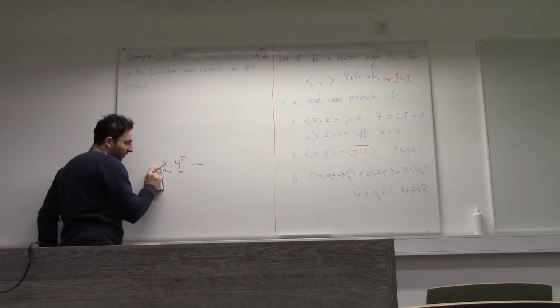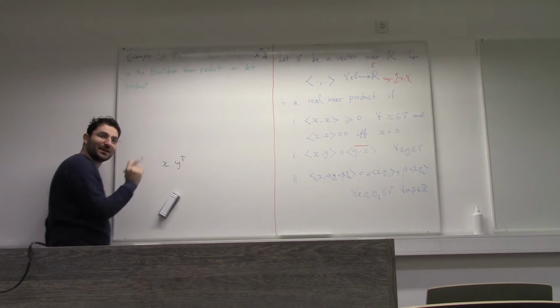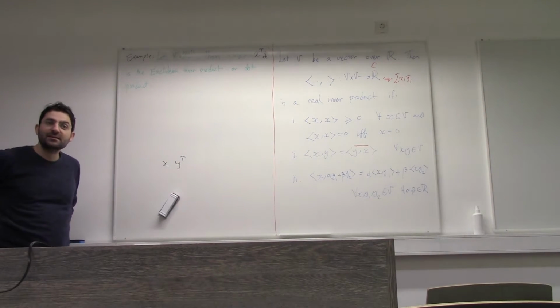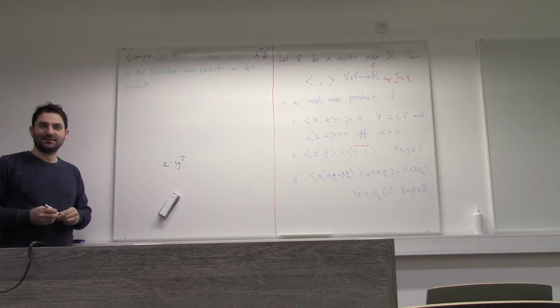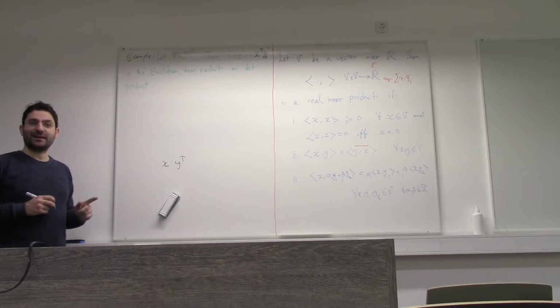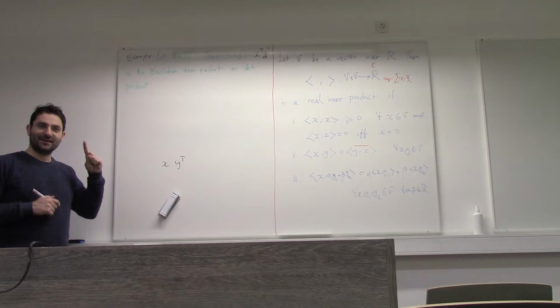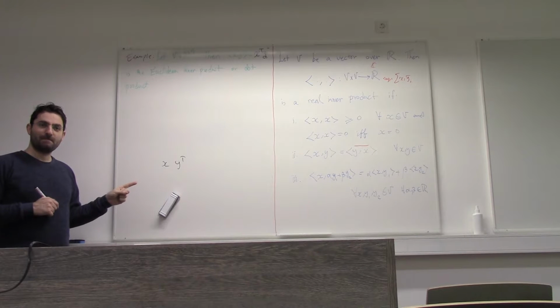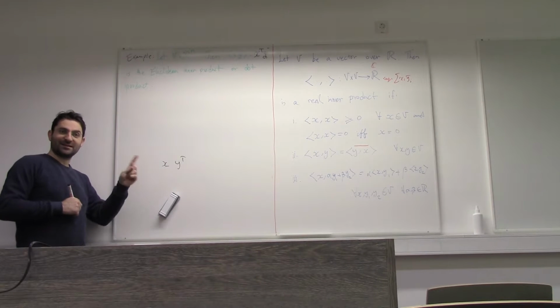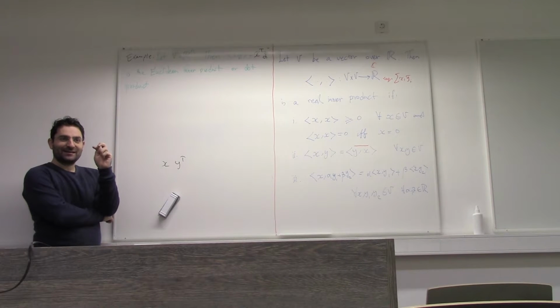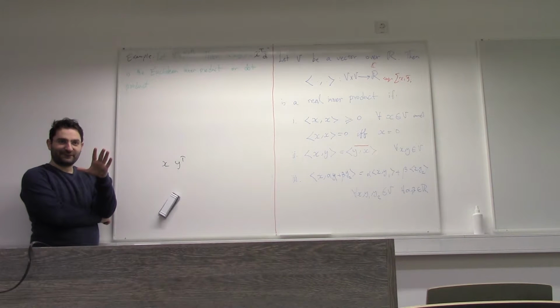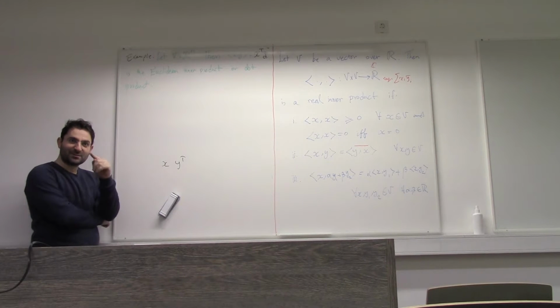I am sure Ike remembers this. X y transpose is very famous. Why is it very famous? It's a matrix, but it's a very famous matrix. You made a mistake in the exam about that, because you forgot why it's famous.